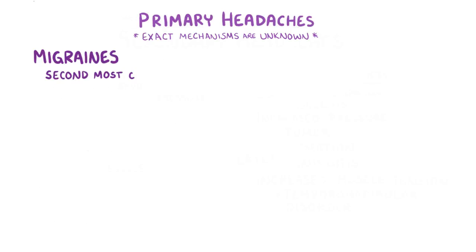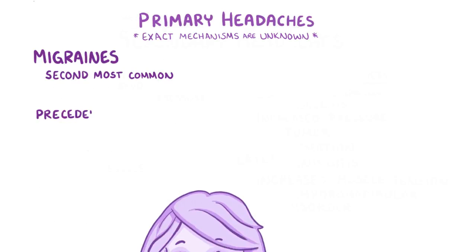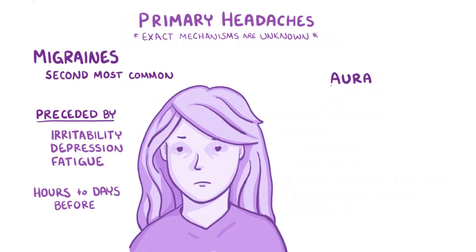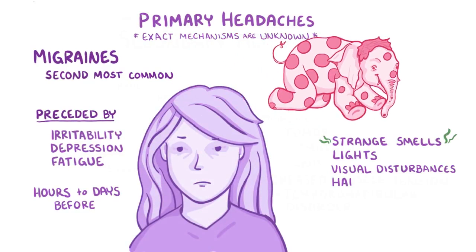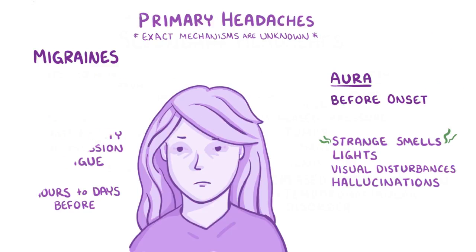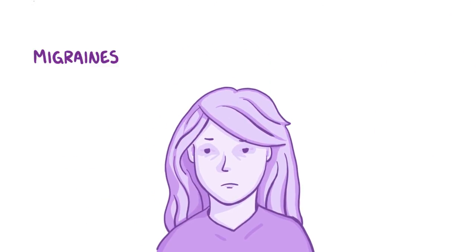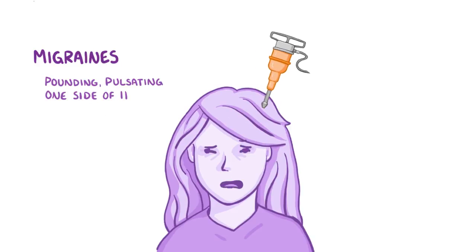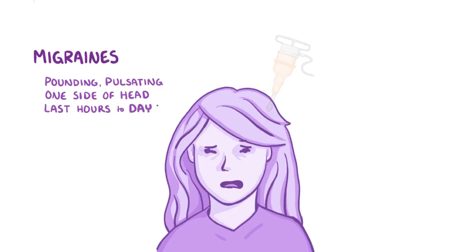Migraines are the second most common primary headache. They're often preceded by symptoms like irritability, depression, and fatigue that can begin hours to days before the headache itself. Sometimes there can be an aura where people experience strange smells, lights, visual disturbances, or even hallucinations before the onset of the migraine. The migraine itself usually feels like a pounding or pulsating, typically localized to one side of the head and can last from hours to days.